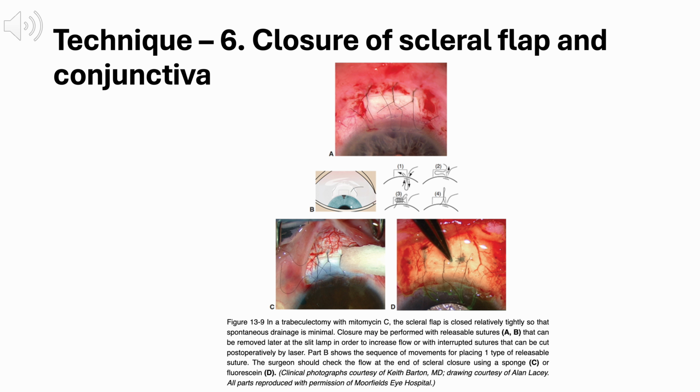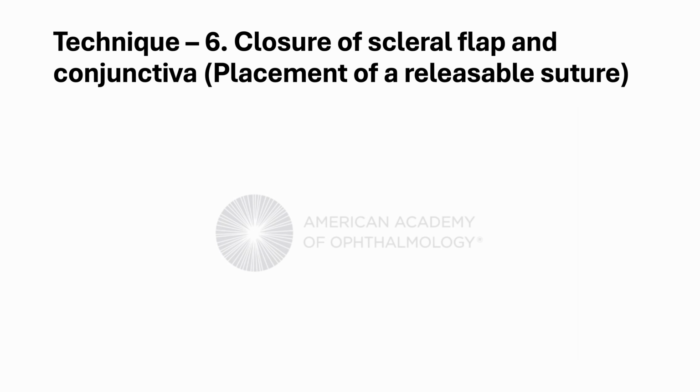Once the flap is secured, the outflow is checked at the end of closure, often using a sponge or fluorescein to confirm adequate but not excessive egress. The goal here is the same across techniques: a stable flap, a predictable flow rate, and a watertight conjunctival seal that supports long-term bleb function.